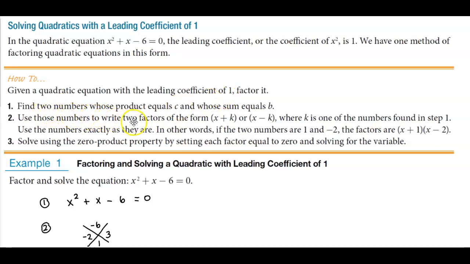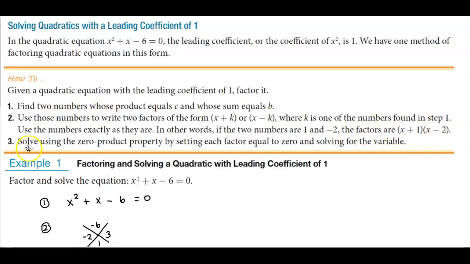1. Find two numbers whose product equals c and whose sum equals b. 2. Use those numbers to write two factors of the form x plus k or x minus k, where k is one of the numbers found in step 1. Use the numbers exactly as they are. In other words, if the two numbers are 1 and negative 2, then the factors are going to be x plus 1 and x minus 2.